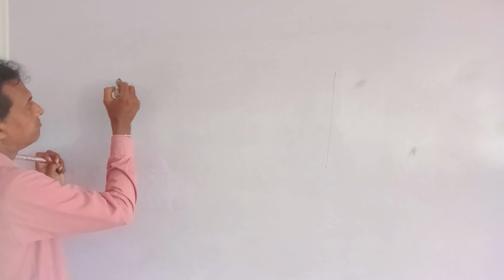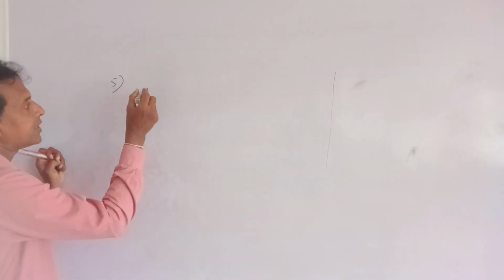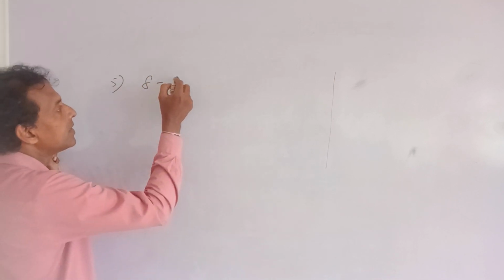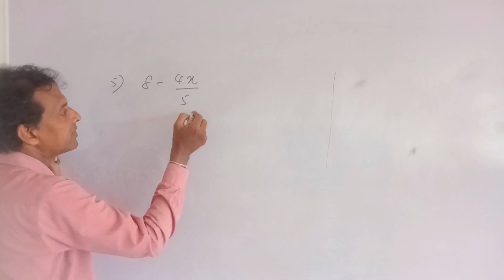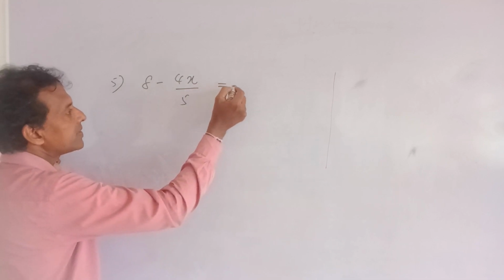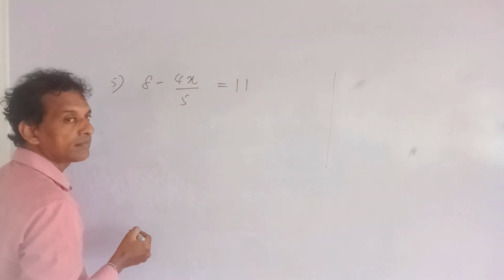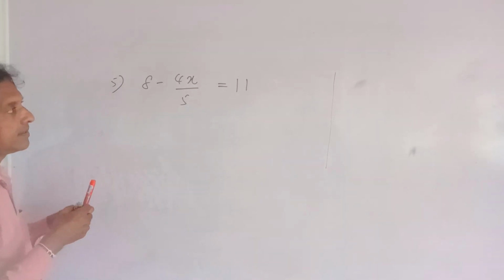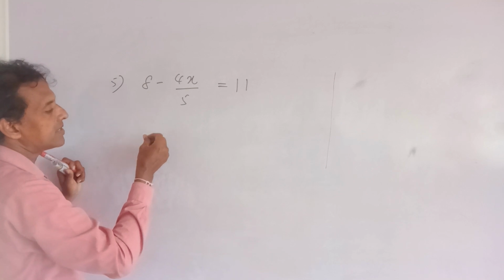Say example 5. I take it this way. 8 minus 4x divided by 5 equals, say, I'll take 11 at this stage. Okay. Don't worry about the expression of this.